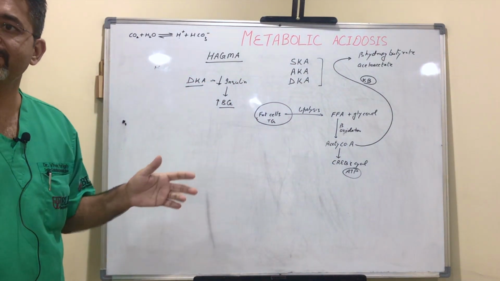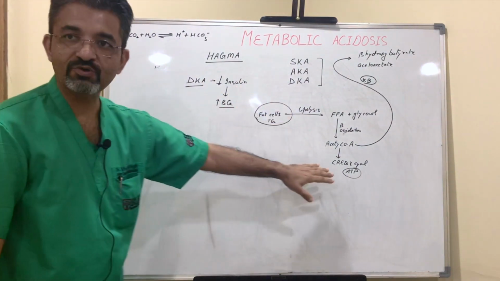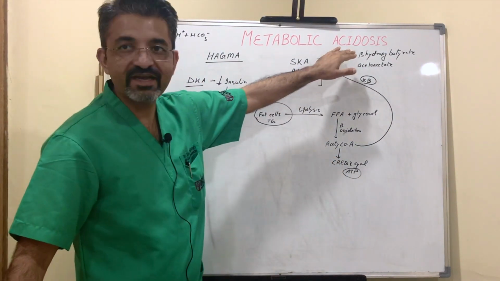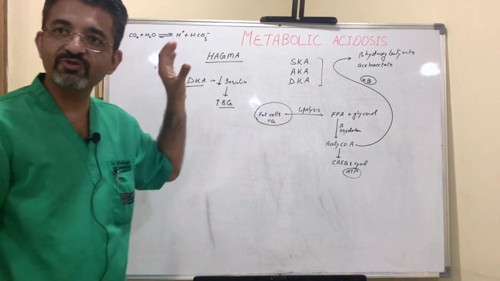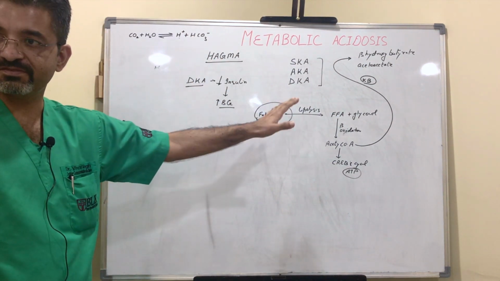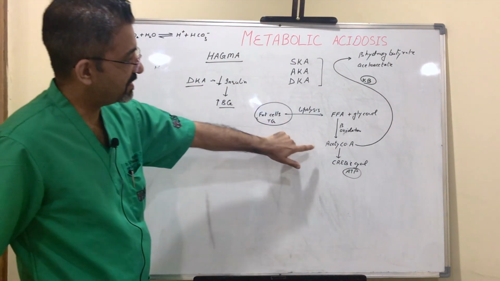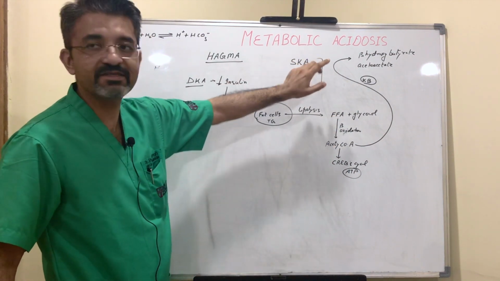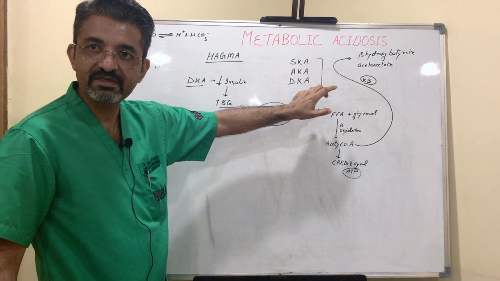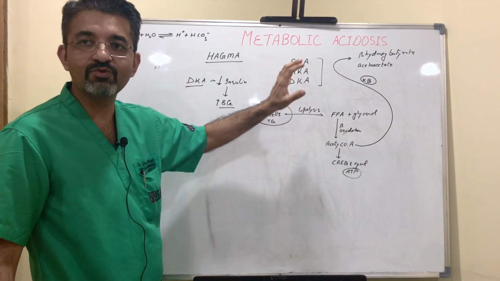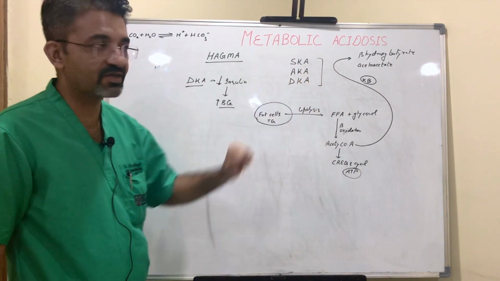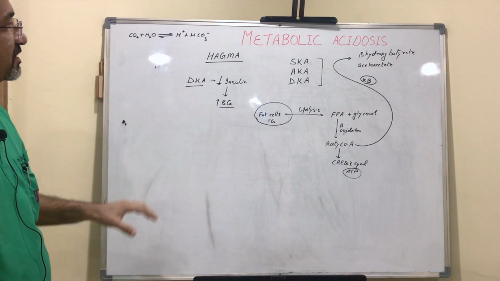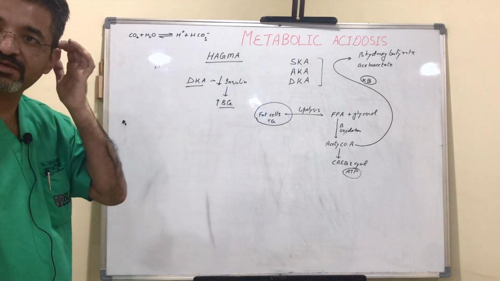You are not producing protons. This is a conversion reaction going on between the conjugate acid and a conjugate base, right? So this excess of acetyl coenzyme A is converted into beta hydroxybutyrate and acetoacetate, right? So there is an increase in proton ion concentration, and that is the way of understanding ketoacidosis of a diabetic patient.